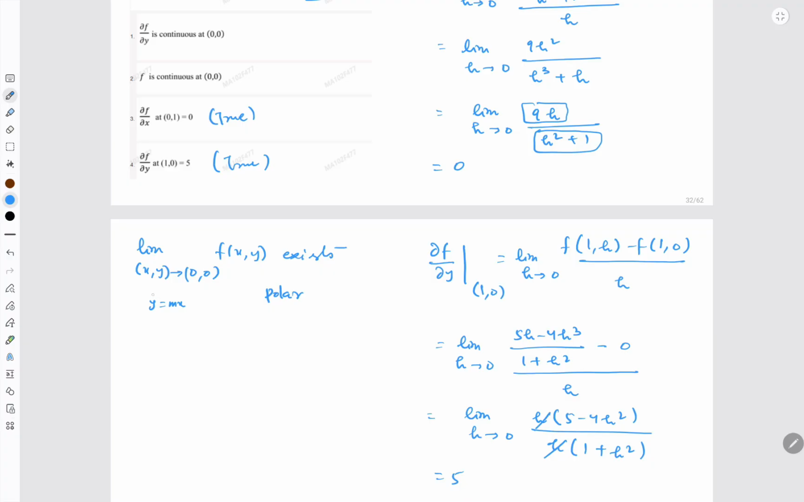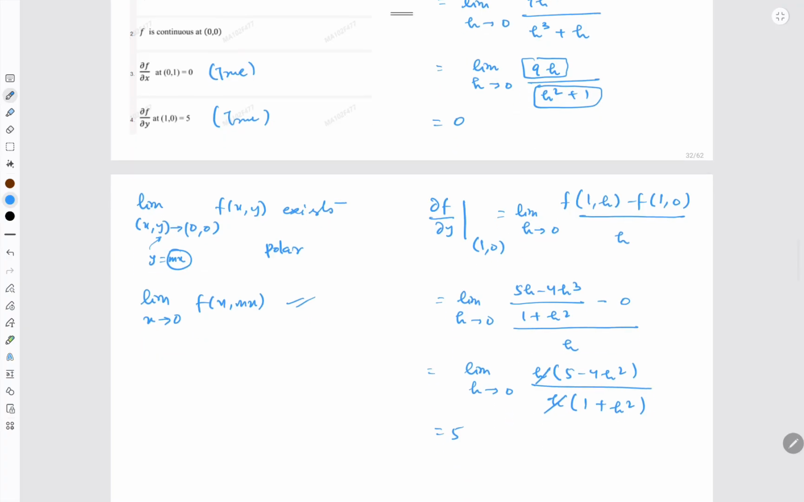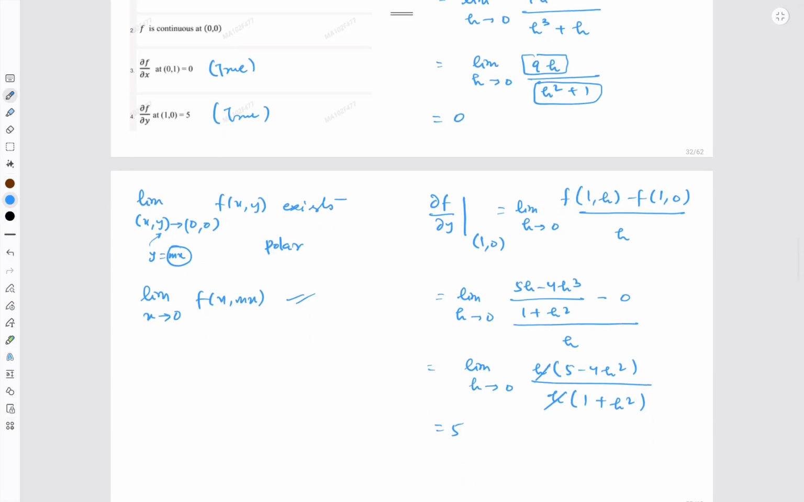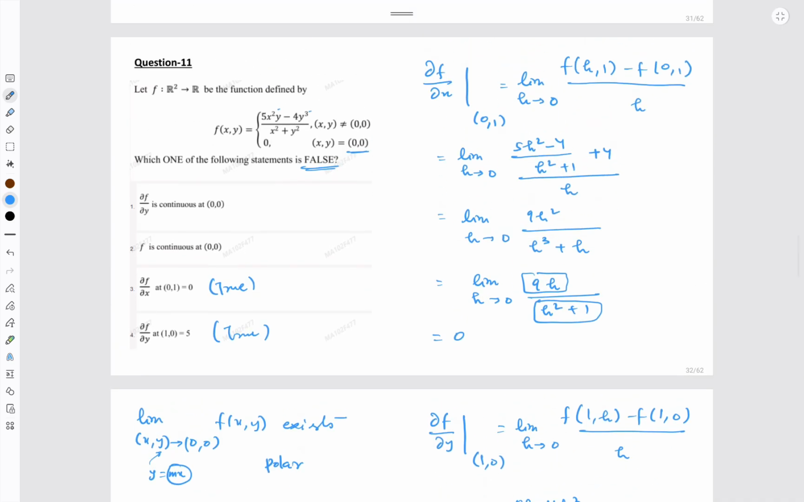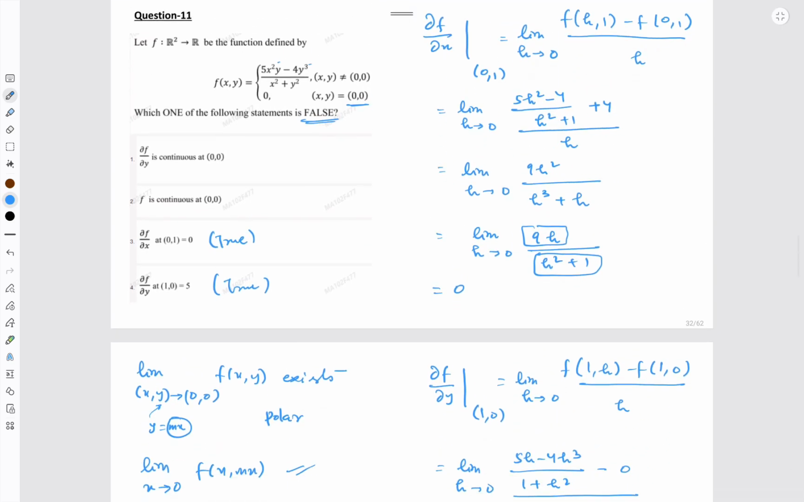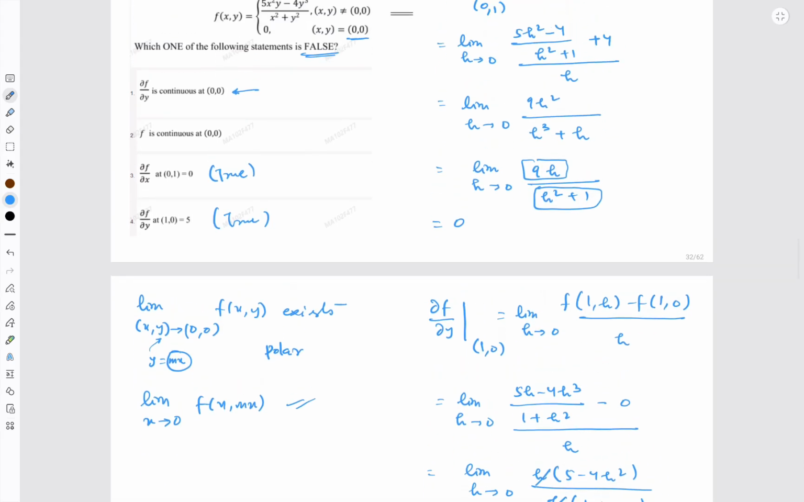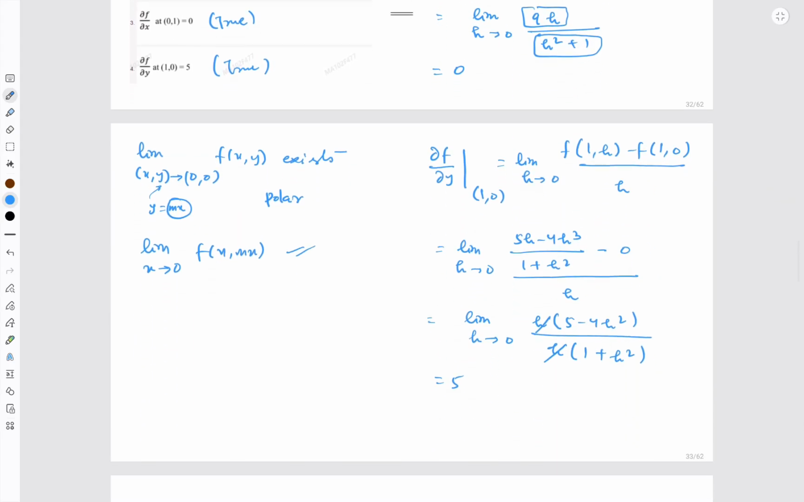Even though you can put mx in place of y and then find limit x tends to 0, f of x comma mx, even if this limit exists, it is not guaranteed that your function is continuous. So that is why for 0 comma 0 we use polar coordinate form. That is the absolute method, but here I do not want to use it because I can immediately look at this. Okay, for this also I have to do it at 0 comma 0. So basically let's start using polar coordinates.